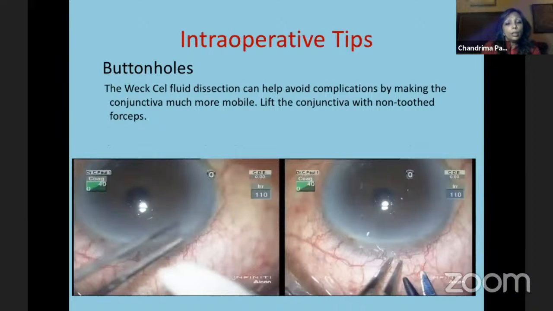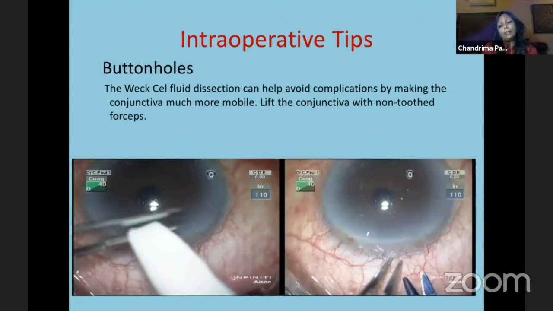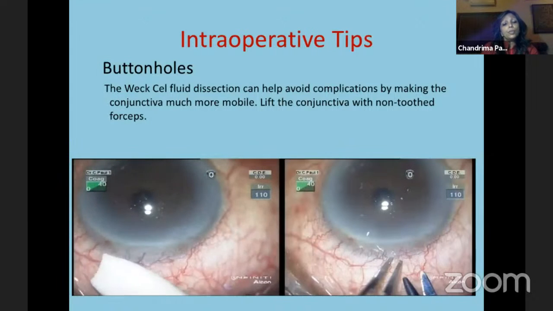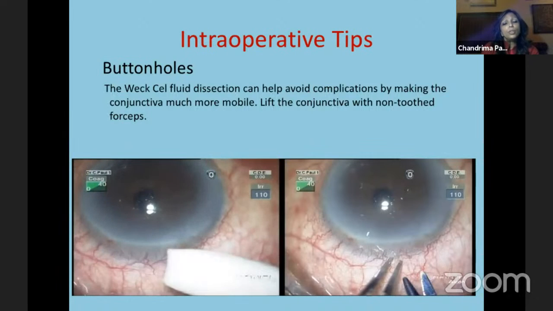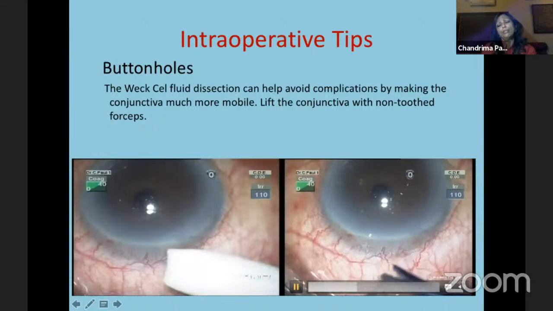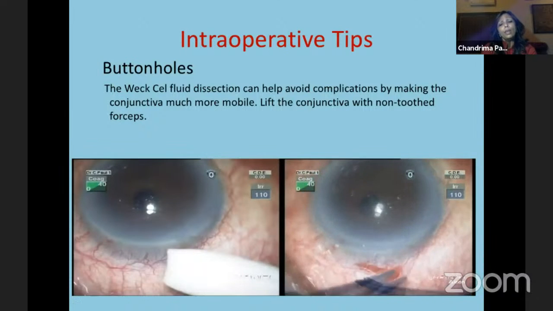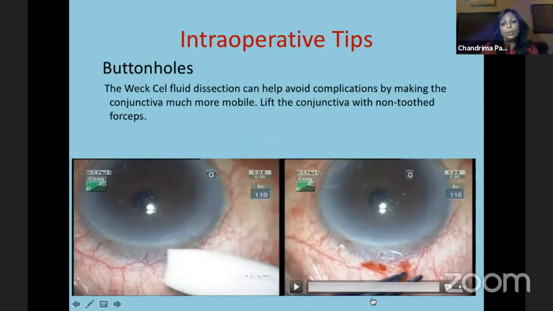Next, we move on to the operating steps. I'll start with the Wechsel fluid dissection. Here, you have to be sure that you have a non-toothed forceps, and that's where you just slightly move your bud over the conjunctiva to release it so that you have a freely moving conjunctiva. And this is the incision that I generally use. I do a fornix-based trabeculectomy, but that's not what you should practice if you are not comfortable. You should go with the surgery that you are comfortable with.